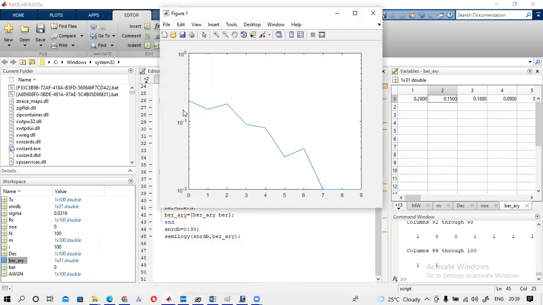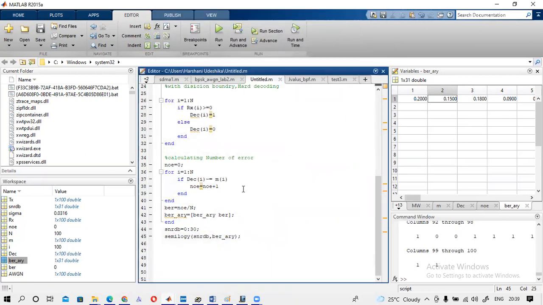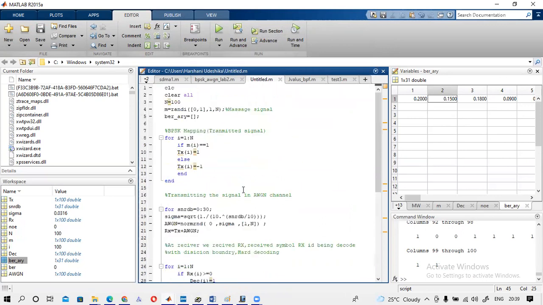Okay, so you can see that it is in semi-log scale. So it is somewhat clear. You can see that the waterfall arrangement is there. So this is the simulation. This is your simulated value.